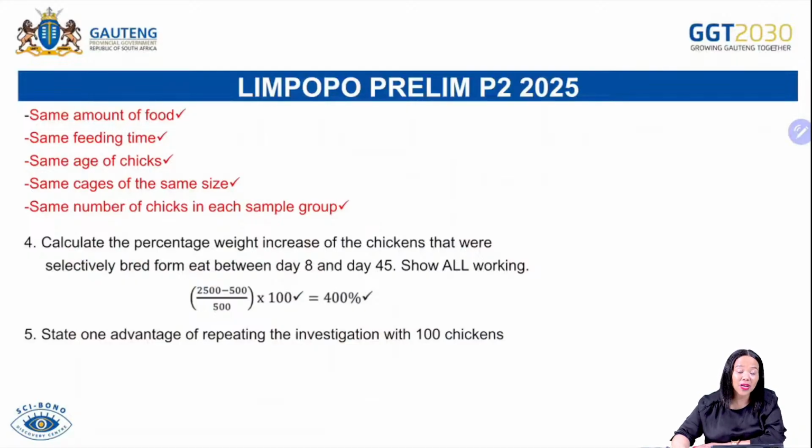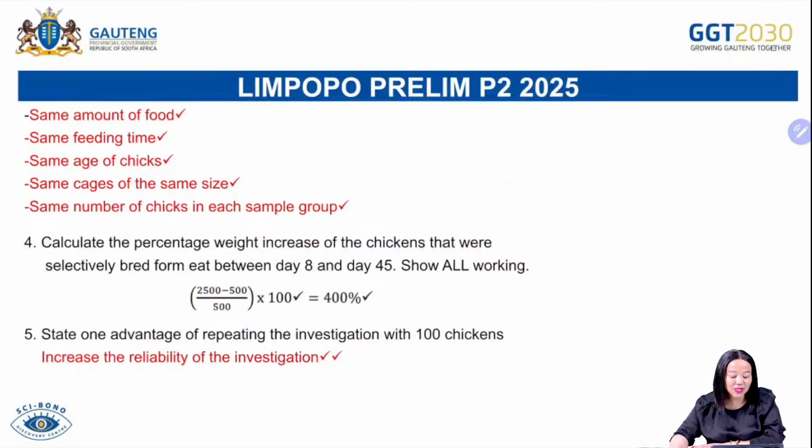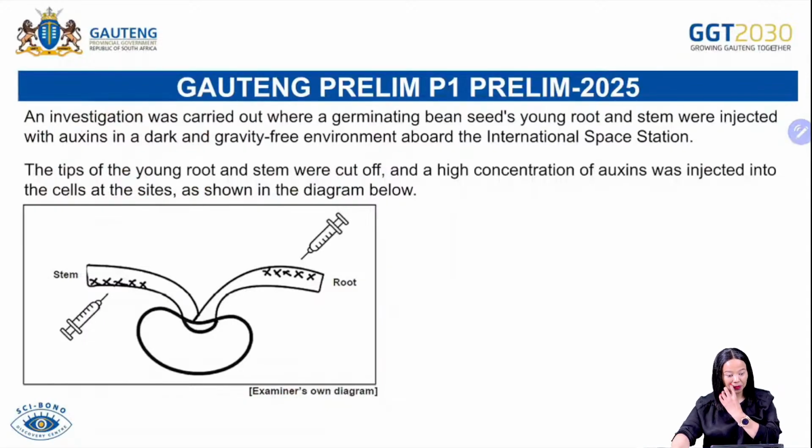State one advantage of repeating the investigation with 100 chickens. This is another way, grade 12s, in which they can ask you about reliability. Remember what we are used to. They will ask you how the investigator ensured reliability. Then maybe they will say they used 100 chickens. But here, now they are telling you that this investigator repeated the investigation using 100 chickens, and the investigation as well was repeated. Why is that so? It is to increase the reliability of the investigation.